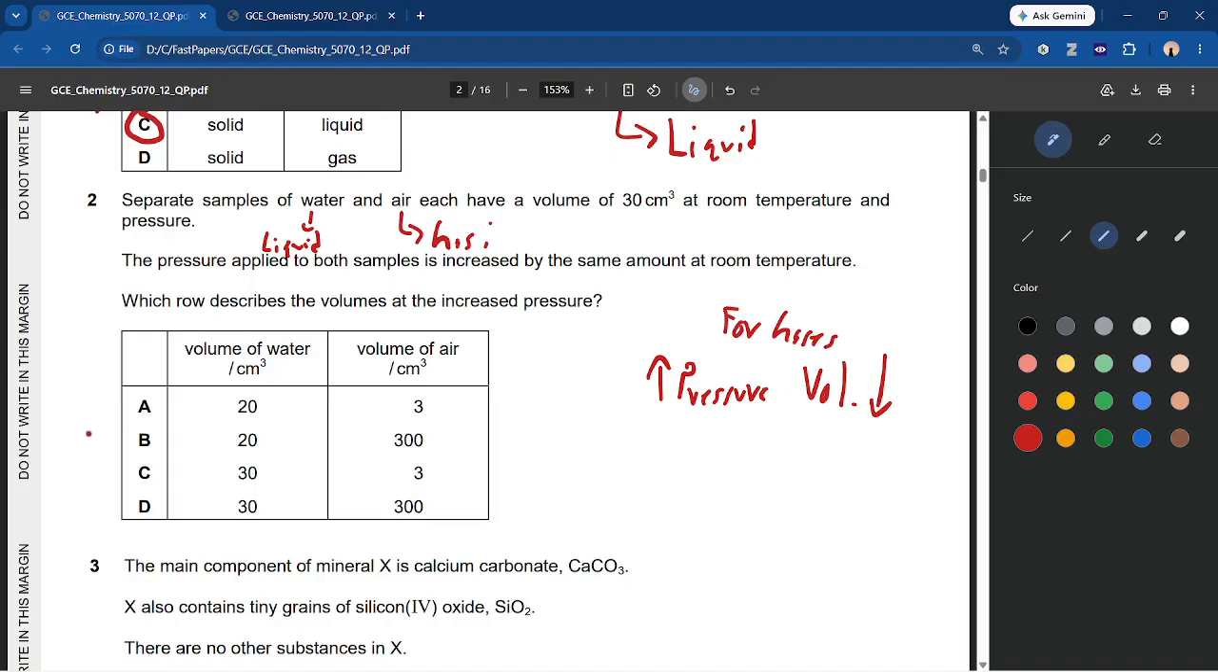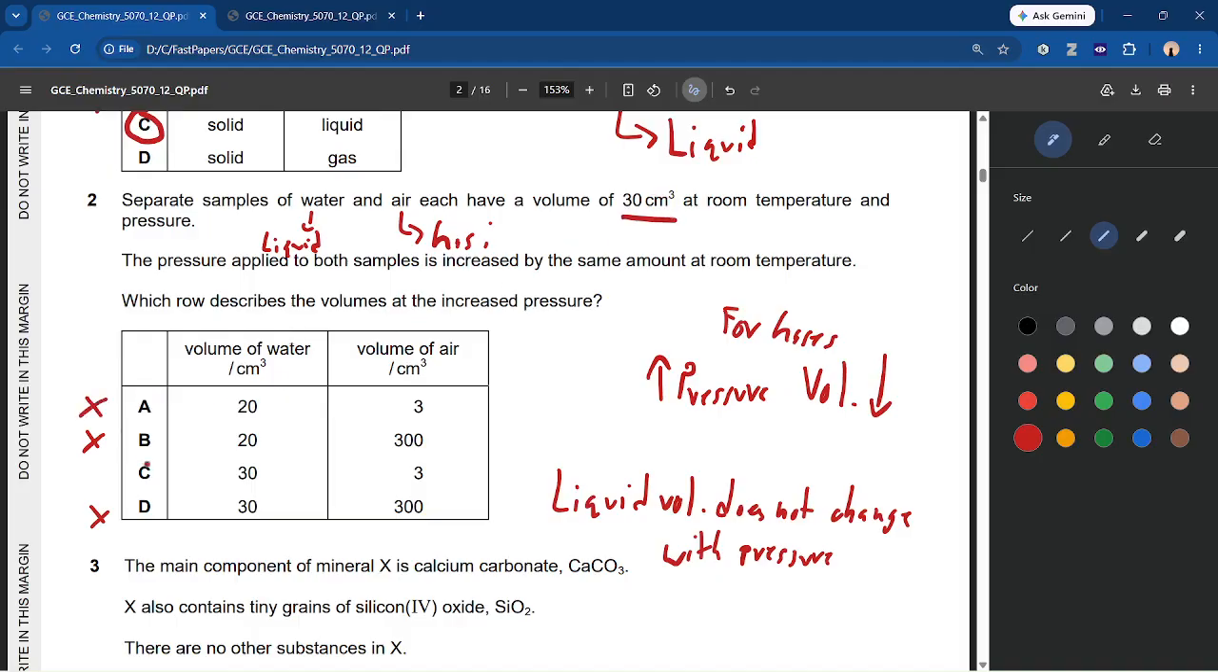So the volume of air will decrease. So obviously we're going to cut off 300 because the volume will not increase. And because it's a liquid, liquid volume does not change with pressure. So because the liquid volume doesn't change with pressure, we can immediately, since we know that the initial is 30, cut off A, and thus our answer, once again, is C.